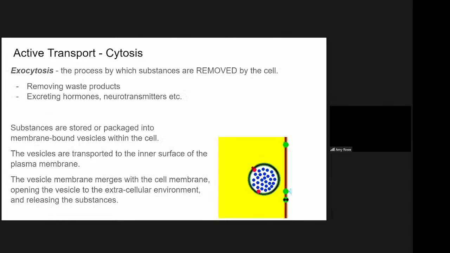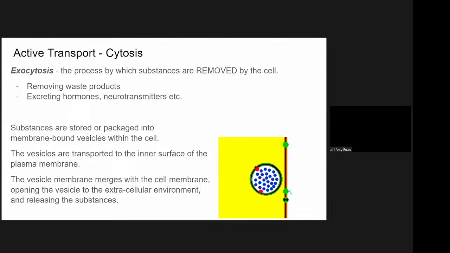All right, so as well as the process of endocytosis, where things are coming into the cell, we also have exocytosis. This is where substances and waste products are removed by the cell. So endo, into, exo, like exit. So this is where stuff exits the cell. So it's for removing waste products, or it might be important for cells that are excreting hormones or neurotransmitters, or anything that is produced by the cell that needs to go somewhere else.